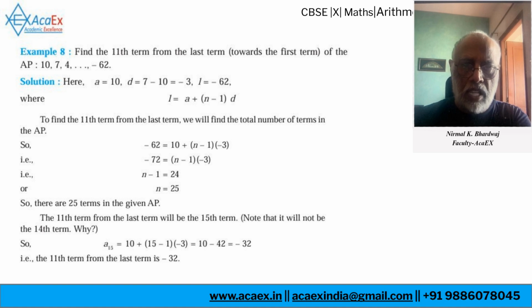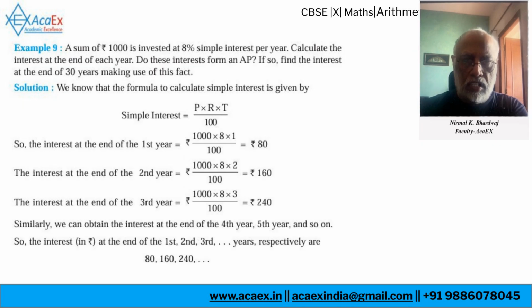The 11th term from the end is the same as the 25 minus 11 plus 1, or 15th term from the beginning. We then calculate the 15th term, which is 10 plus (15 minus 1) times negative 3, equaling negative 32.